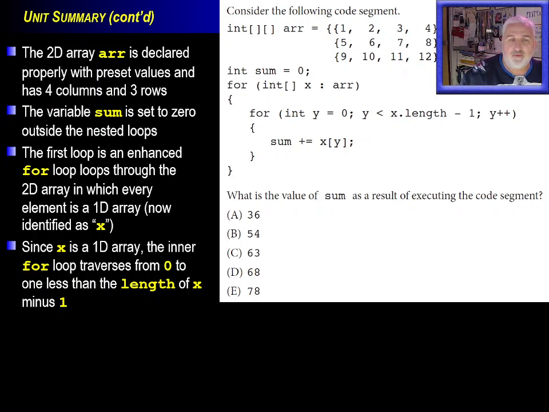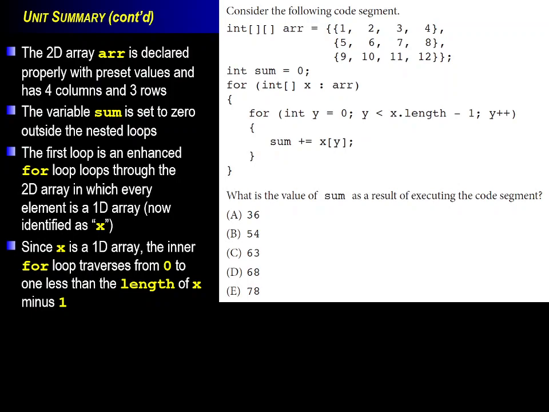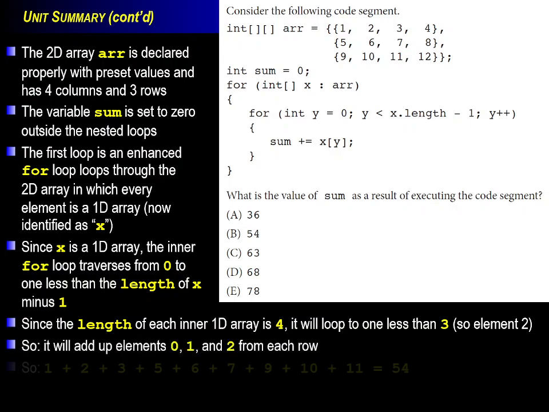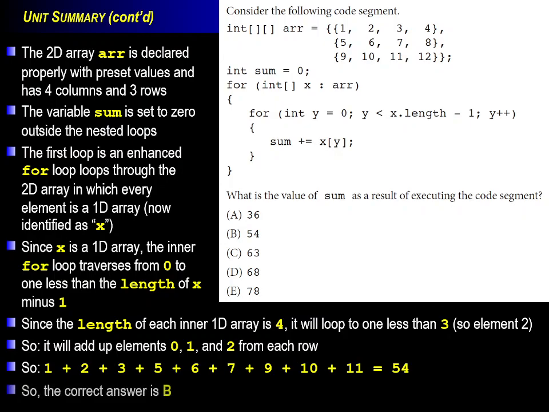Since x is a 1D array, the inner for loop travels from 0, but it goes to 1 less. So that's interesting, right? It's not actually traveling through every column spot. It's going to 1 less. So really, this for loop is going to spot 3. So 0, 1, 2. It's not really going to 4 elements there. So it's really adding up to 54, which gives you the correct answer of B.